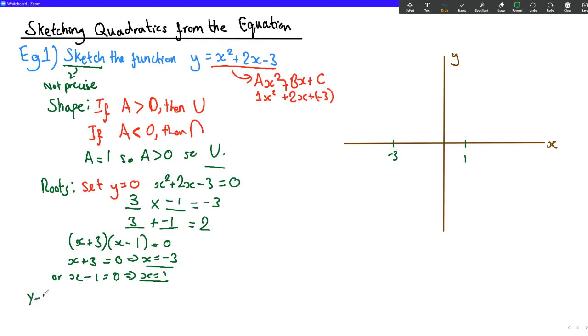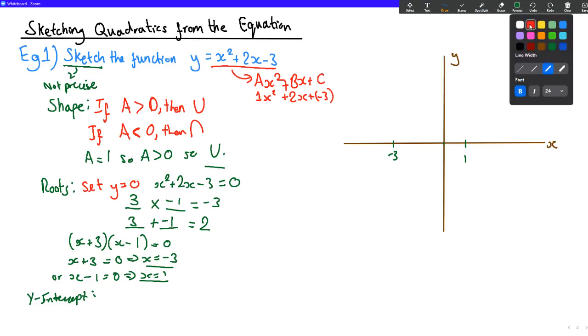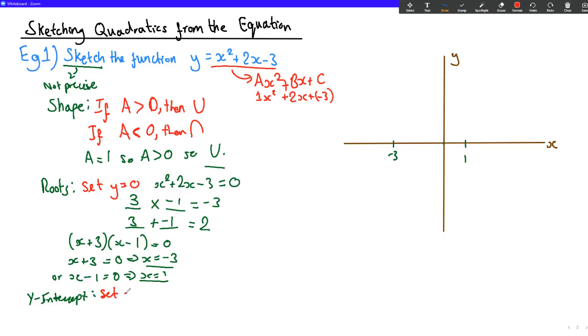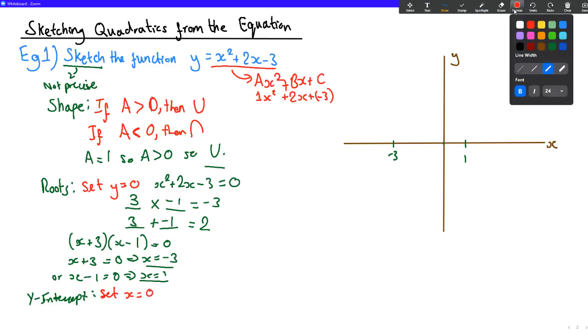Now let's find our y-intercept. This follows the same kind of rule. We want to know where it crosses the y-axis. Now, along the y-axis, x is always 0. So instead of setting y to 0, we can set x to 0, and see what we get.